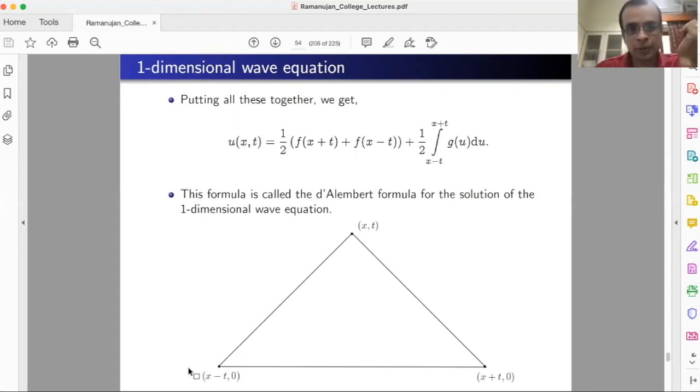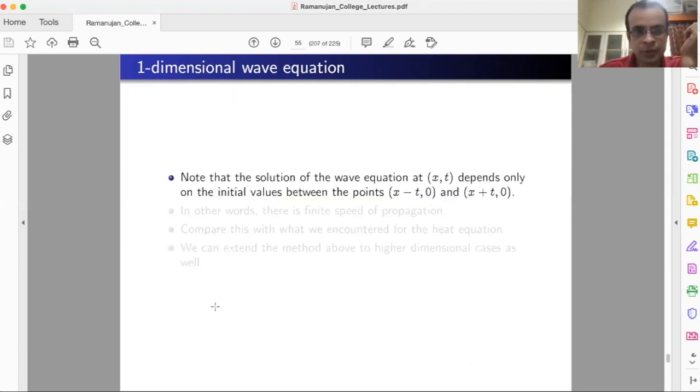So now why is this important? Okay, so let us see why this is important. So this is what I just mentioned. Note that the solution of the wave equation at (x, t) depends only on the initial values between the points (x minus t, 0) to (x plus t, 0). Or in other words, for the solution to the wave equation, we have finite speed of propagation.